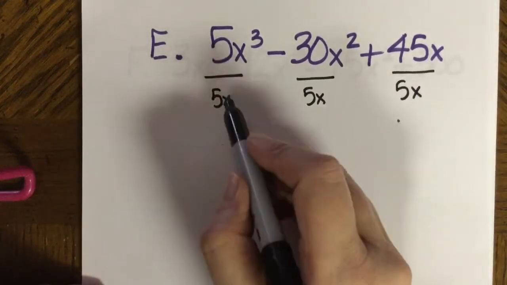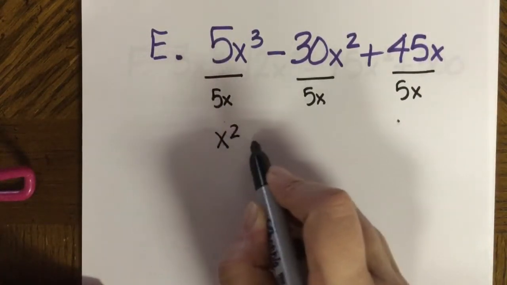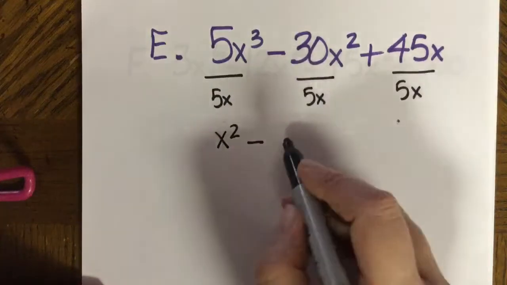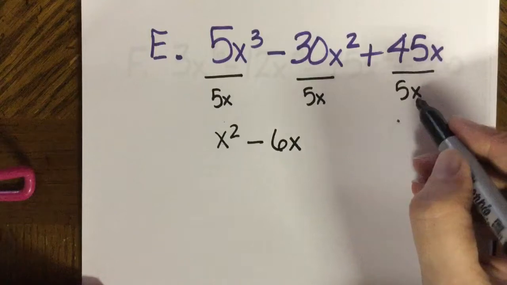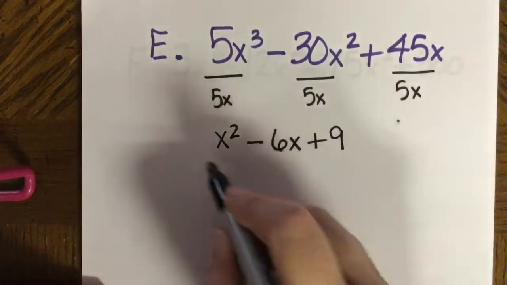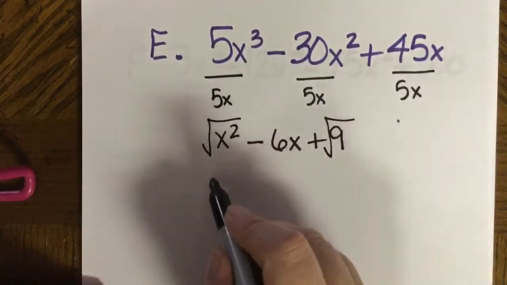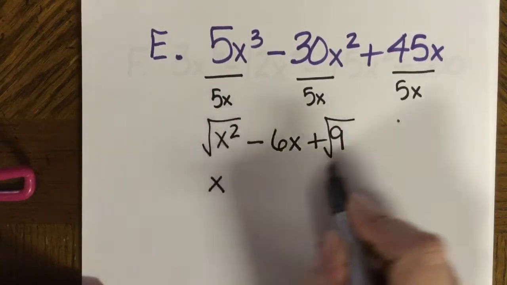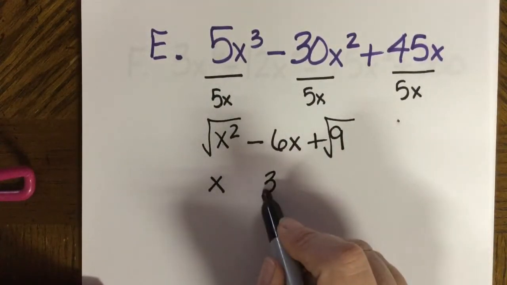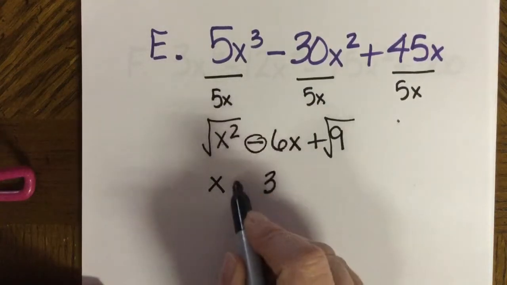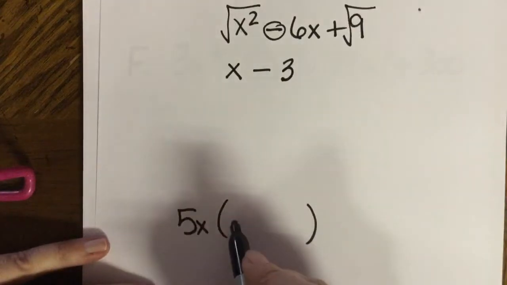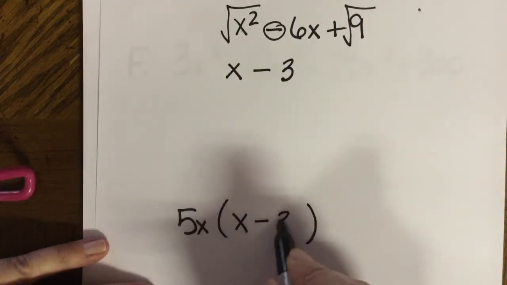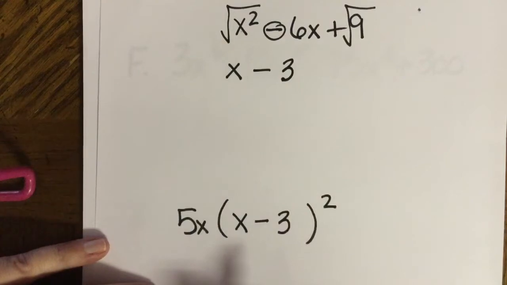So when I take a 5x out of here, I'm left with x squared minus, negative 30 divided by 5 is 6x, 45 divided by 5 is 9. Now I see that I have two perfect squares. The square root of x squared is x. The square root of 9 is 3. They are joined by a subtraction sign. So my final answer at the bottom, 5x times the quantity x minus 3, the quantity squared. So remember to watch for that GCF.